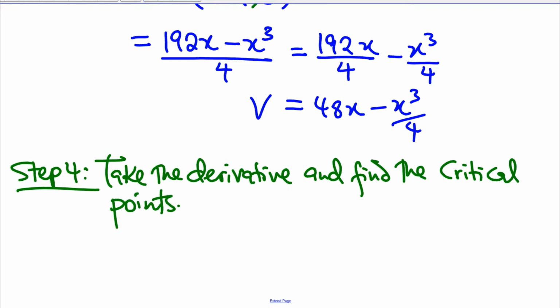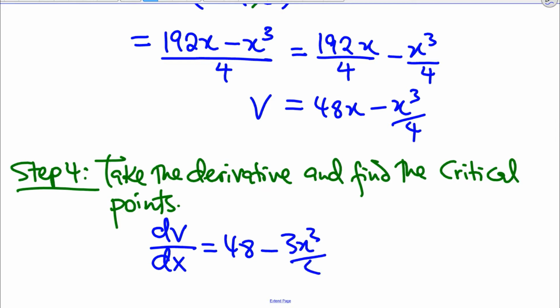So we need to find the derivative of this function. The equation is V equals 48x minus x cubed over 4. The derivative for that will be dV over dx, and that will be equal to 48 minus 3x squared over 4.